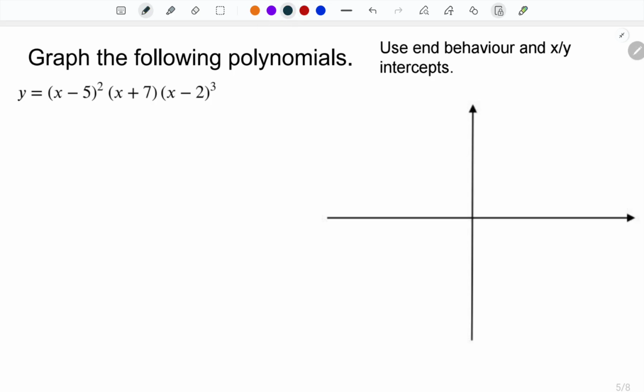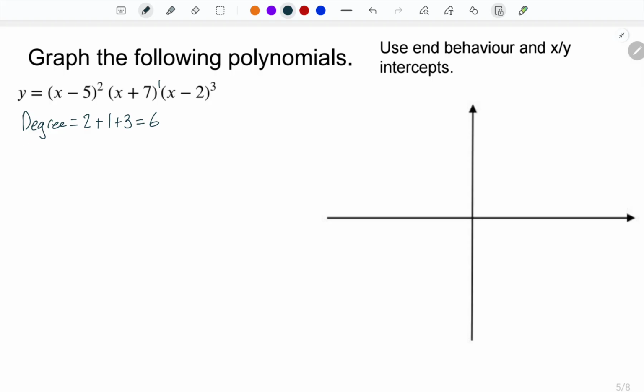Okay, so in this case, let's figure out the degree. So the degree, again, just add up the exponents because we're in factored form. That's always the key thing. If they're not in factored form, if you're in standard form, well, then it's just the largest exponent. But we have 2, 1, and 3, which gives us 6.